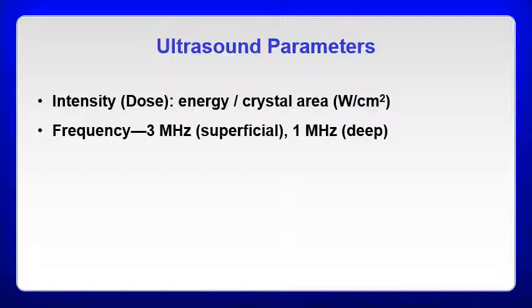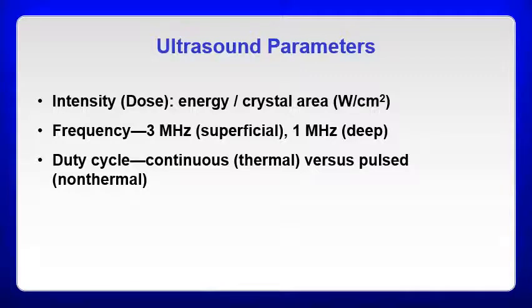Your frequency is dictated by the depth, the depth of the tissue that you're trying to reach. If you're trying to reach something more superficial, you're going to use 3 megahertz. If you're going to treat something deeper, you're going to use 1 megahertz. So 3 megahertz goes up to about 2.5 centimeters. 1 megahertz goes deeper than that and goes upwards to 5 centimeters. So again, frequency is based upon the depth of the target tissue you're trying to reach.